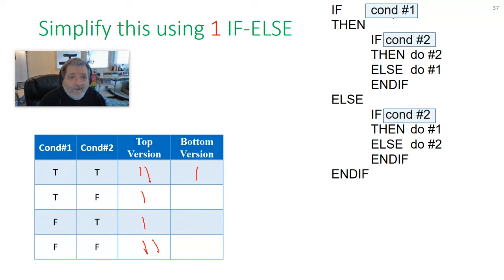So if I write if condition 1 or condition 2, then do 1, then I'm still executing 1 here, and I need to execute do 2. So it's not going to work. Okay, so I ruled out the logical and, I ruled out the logical or, and I didn't even have to do much. I just had to look at the first row of my truth table.